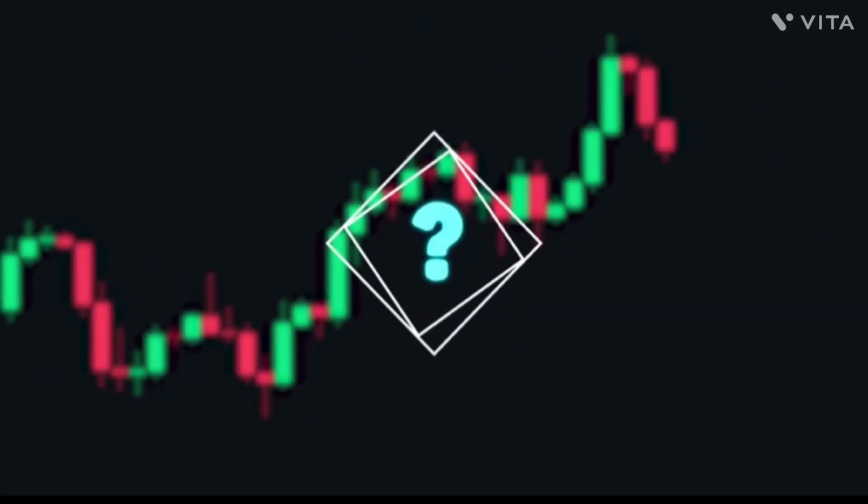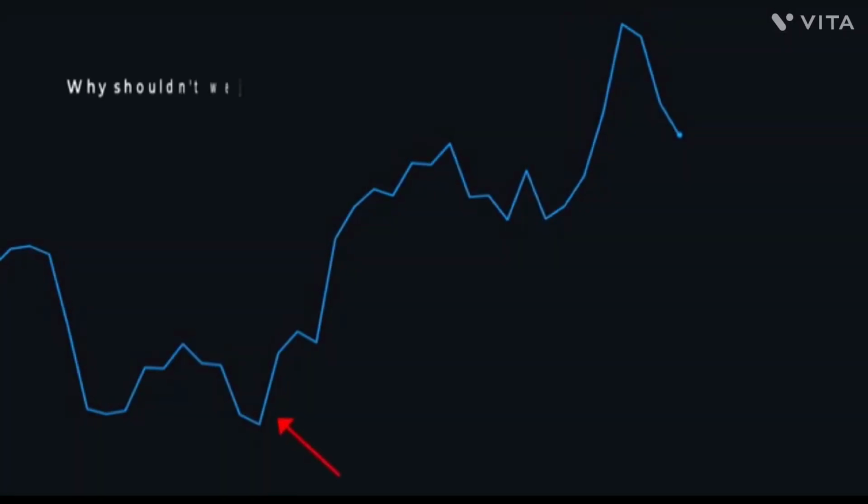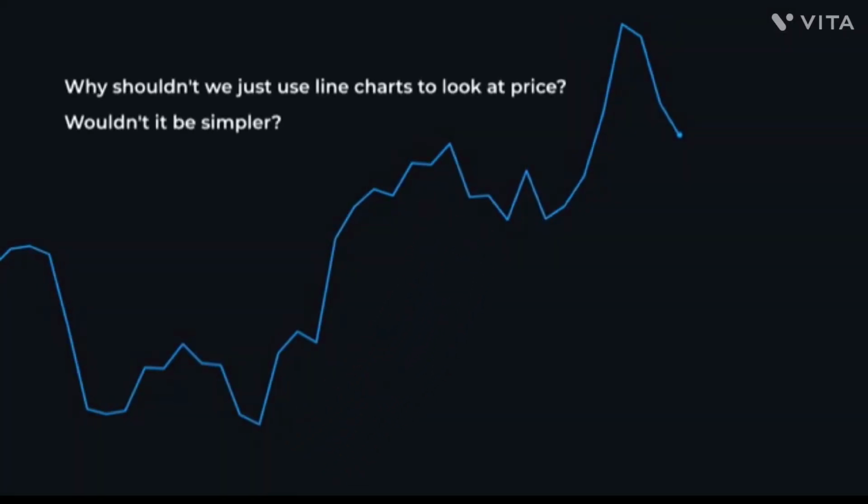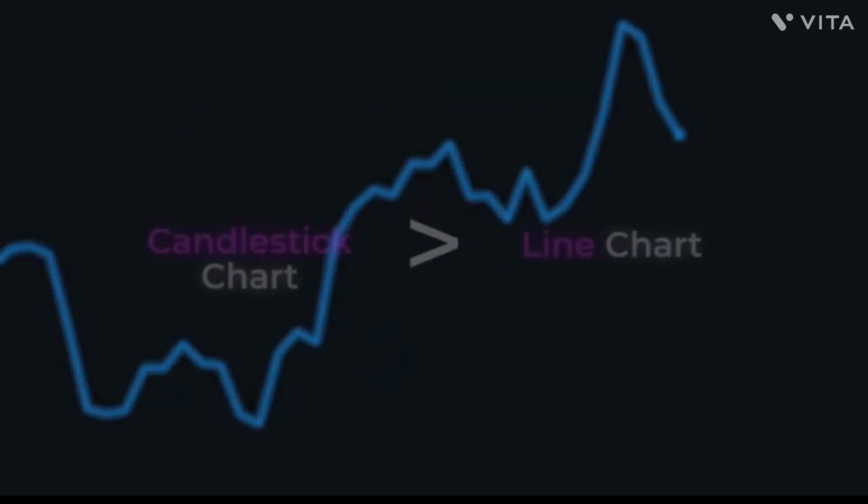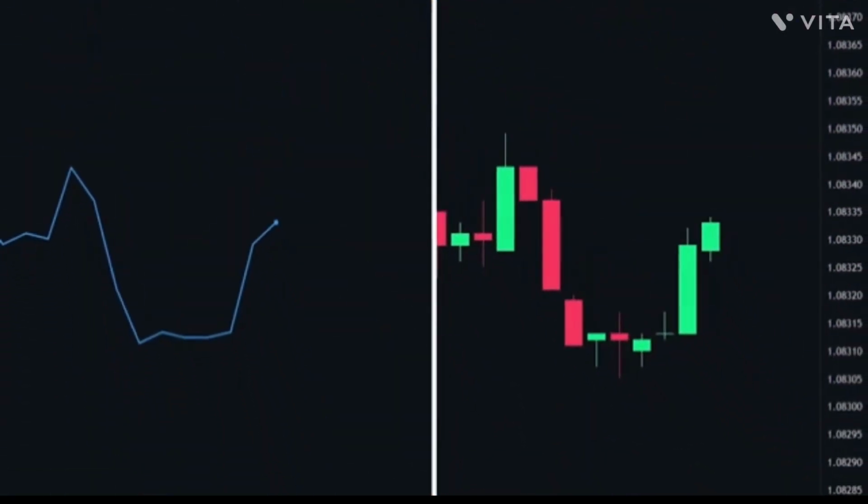A common question I hear from beginner traders is, why shouldn't we just use line charts to look at price? Wouldn't it be simpler? The answer is that candlestick charts actually give us significantly more information about the market compared to a line chart. And let me show you an example.